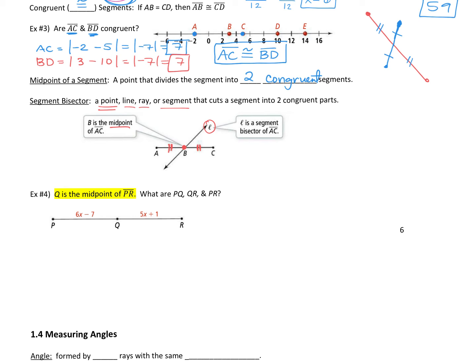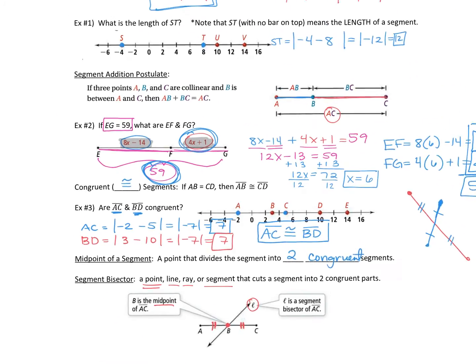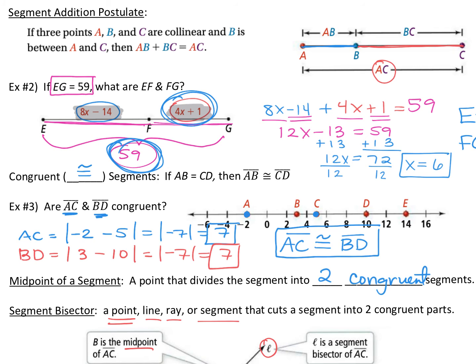Let me show you what you're going to do with those. And here's what I was talking about. Example 4 and example 2 look a lot alike, but you do them differently. Okay, go back to example 2 real fast. Just look at it. In this one, they told us the whole length. They told us it was 59. So we took the two pieces, we added them together, and we set it equal to the whole thing.